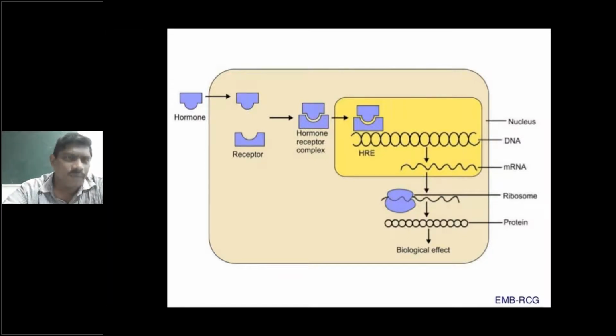Here we are talking about cortisol. Cortisol is a 21-carbon compound. When you are under stress, your body responds by releasing this hormone, so we call it the stress hormone. Cortisol is a steroid hormone synthesized from the adrenal cortex. It mainly regulates carbohydrate metabolism and has an anti-inflammatory effect on the body. Its main important purpose is that it is used as a drug in anti-inflammatory conditions.